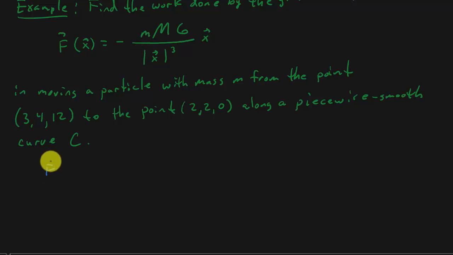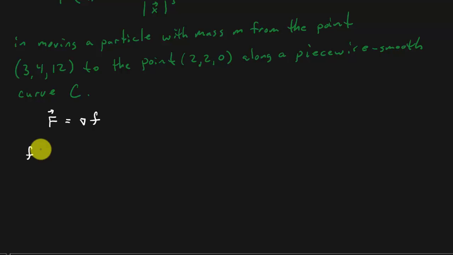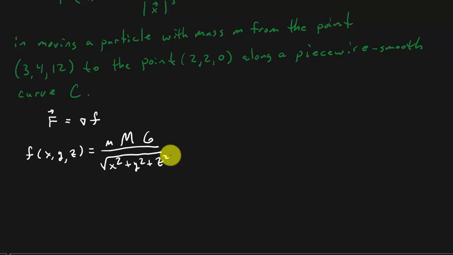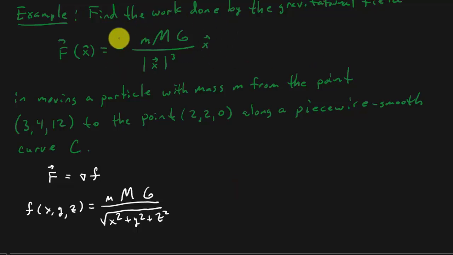And so that means, let me change colors. We know it's conservative, so that means F is equal to the gradient of some function f. And we know that f of x, y, z is equal to little m times big M times g over the square root of x squared plus y squared plus z squared. Okay, and if we find the gradient of this function here, we would end up with this. Remember, it's the partial with respect to x, partial with respect to y, partial with respect to z.